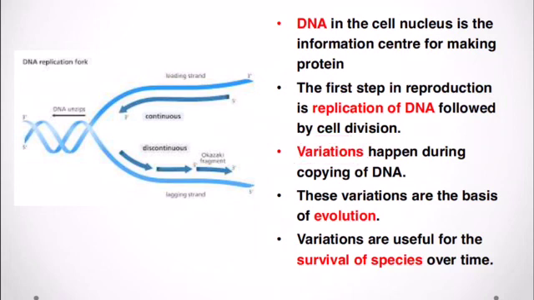So variation happens during the copying of DNA. So these variations are the basis of evolution. And that is the reason that when changes come at every step, step by step, that leads to evolution. So evolution is a process in which from the most ancient to the most recent one, the step by step gradual changes lead to the adaptation of the organism to live in that environment. That process is known as evolution.